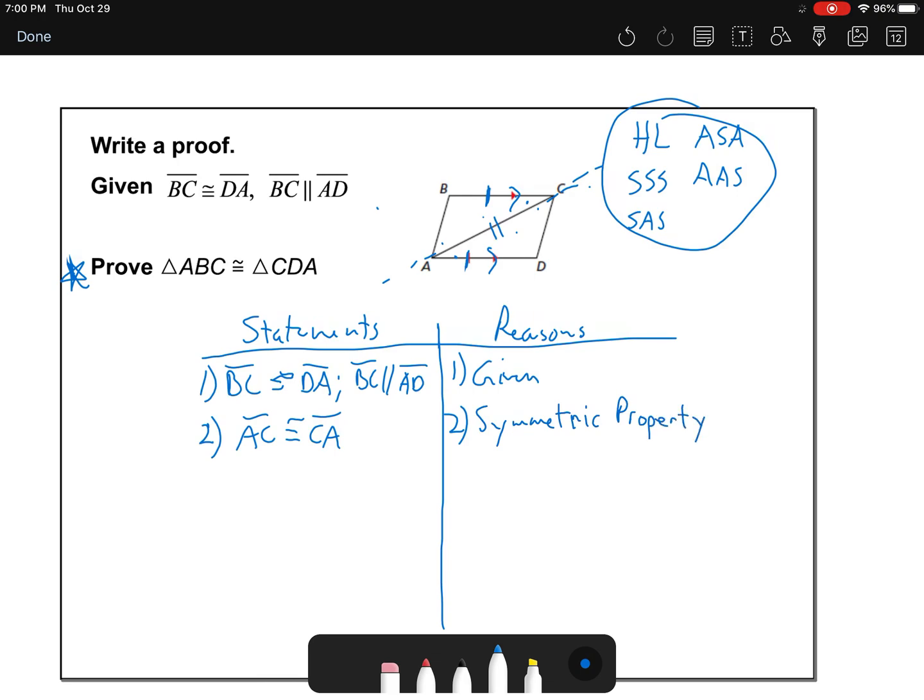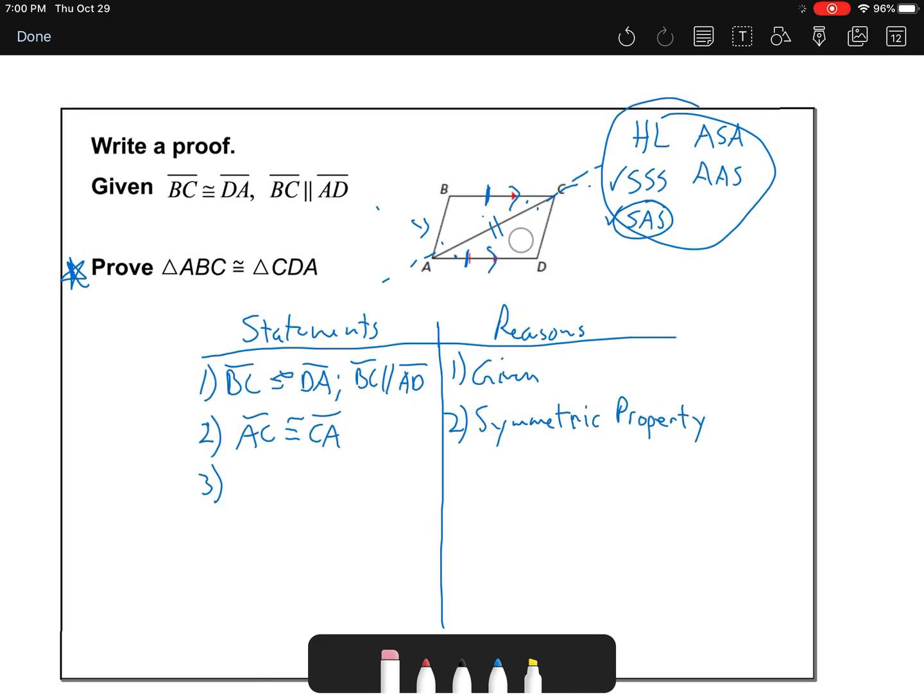Of congruence. And we're just going to write symmetric. That's good enough. So we have 2 sides now. That gets us to either side, side, side, or side, angle, side. It's got to be one of those 2. So looking at this, we cannot prove those 2 sides. We just don't have any way to do it. So the only thing that it might be is side, angle, side.